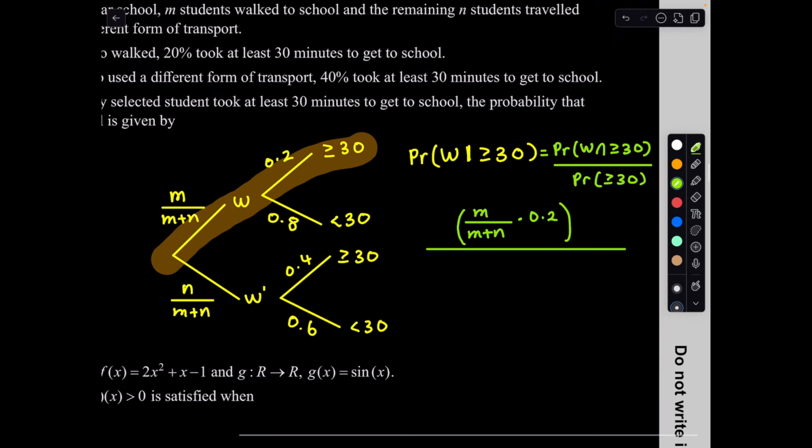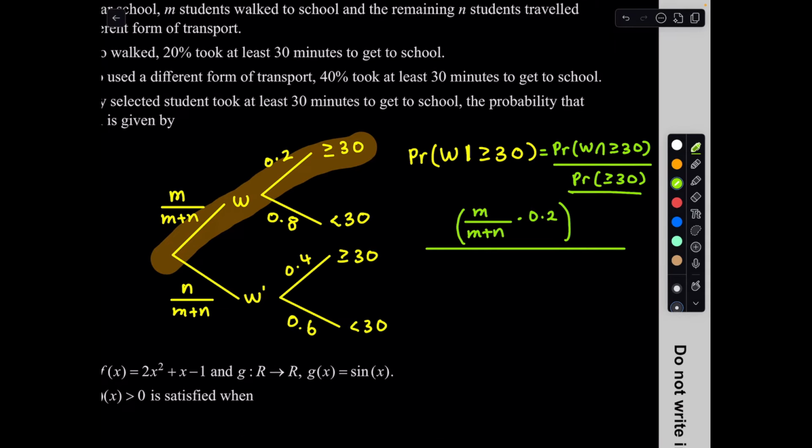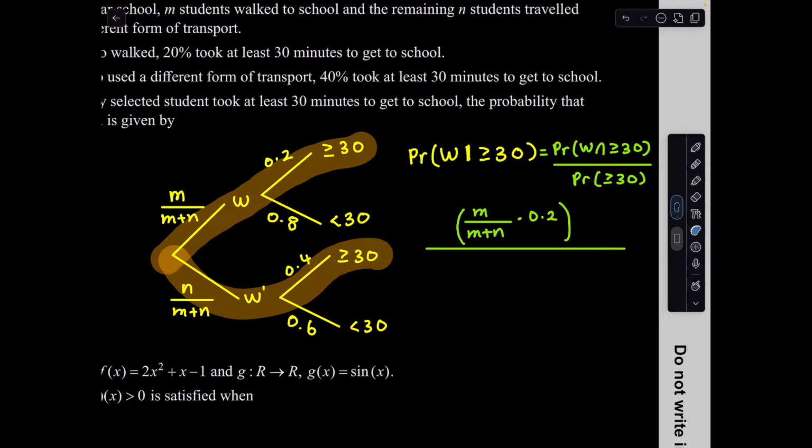And then divided by the probability that it's greater or equal to 30. There's two of that. Of course, it's this one over here that, as we talked about, is greater or equal to 30, or this one, also where he doesn't walk, and it's also greater than or equal to 30, so we can do these two. Now, of course, this is already done for us. We can just put it at the bottom, but we also have another one, so we've got to put plus.